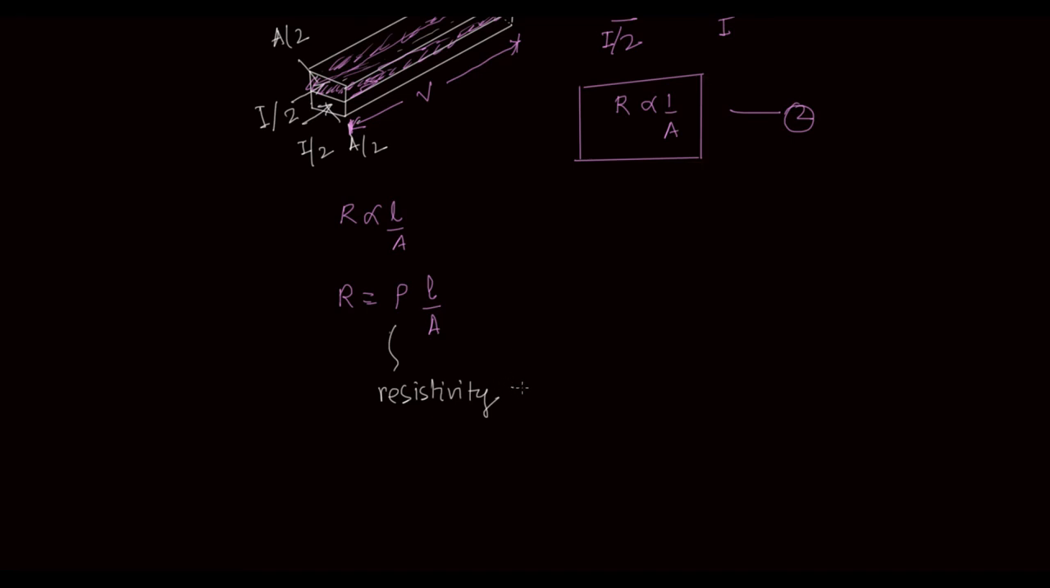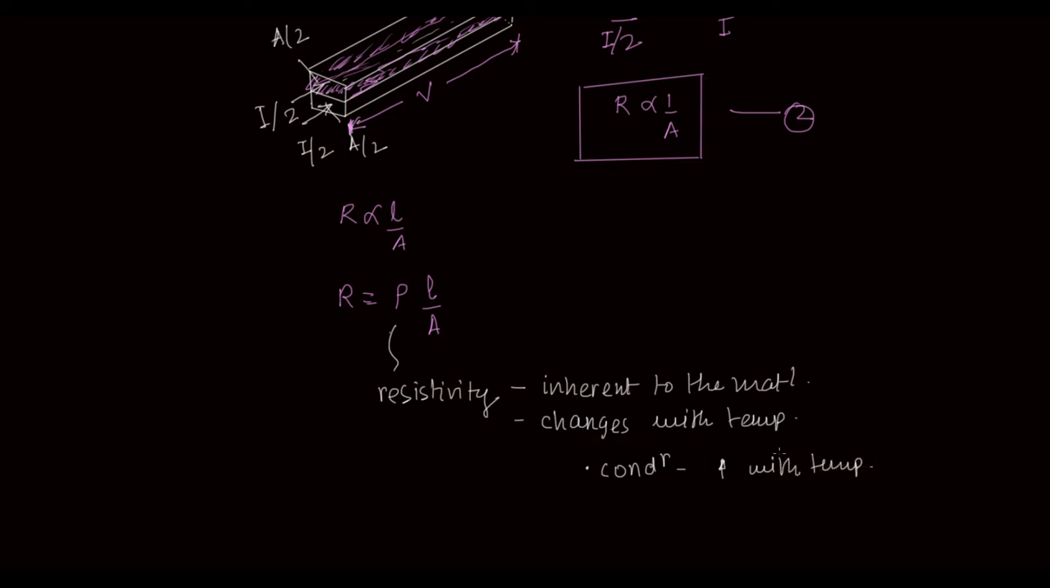And this is something that is inherent to the material, that is, it depends on the material. It is the characteristic of the material, right? However, this also changes with temperature, and in a conductor it actually increases with temperature. So as I increase the temperature and this rho changes, then R will also change, right? We know that in a conductor, as we increase the temperature, the resistance also goes up. Okay, it increases.